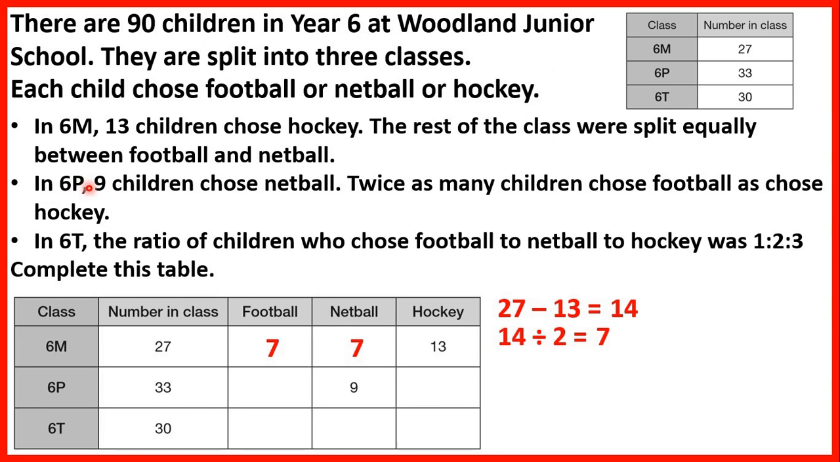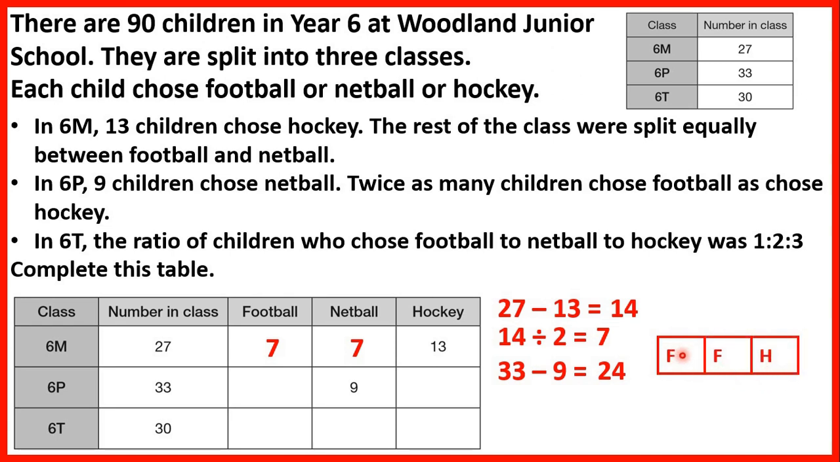Now in 6P, 9 children chose netball. Twice as many children chose football as chose hockey. So again, we can start by finding the total who chose either football or hockey. So if we subtract 9 from 33, that gives us 24. Now there were twice as many choosing football as hockey.